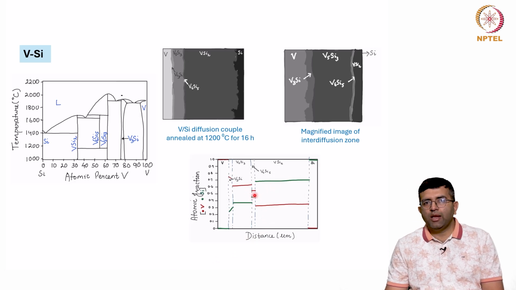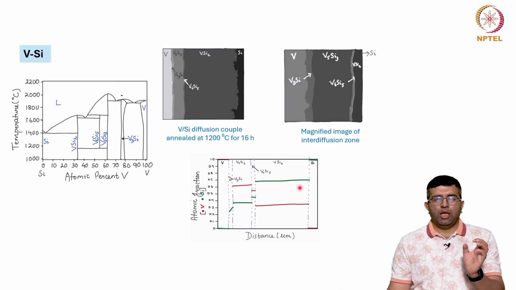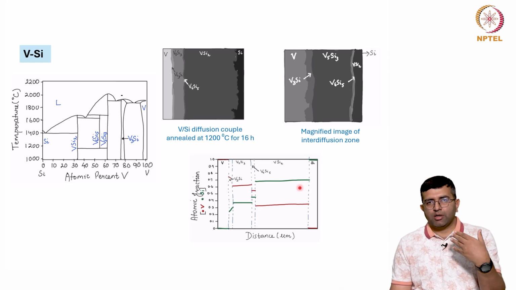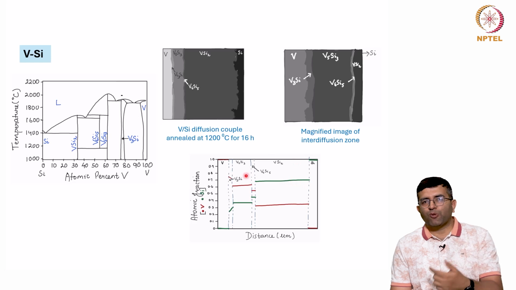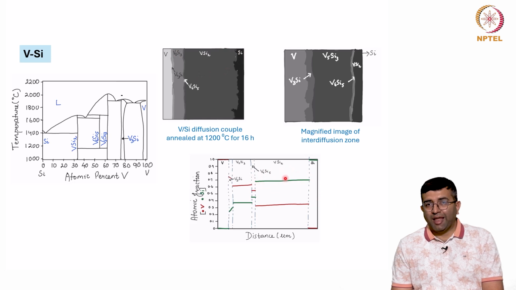By now you must be comfortably drawing the composition profile. Because all these are line compounds, you will see horizontal runs. Remember one more thing: when in an exam you are asked to draw this profile, it should correlate with the micrograph. That means, if here you see a large region of VSi2, here also VSi2 should have a larger length. Similarly, if V6Si5 is small here, it should be small here too. So, there should be a correspondence between the thickness presented in this graph versus the thickness presented here.